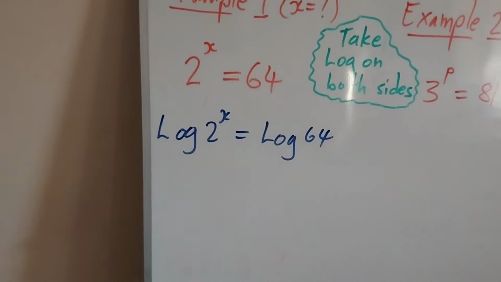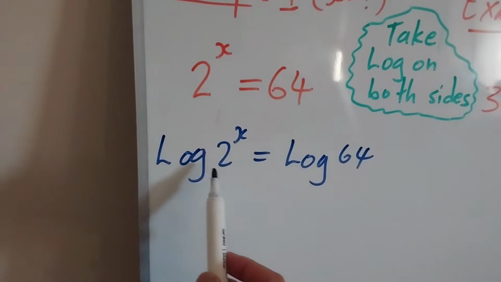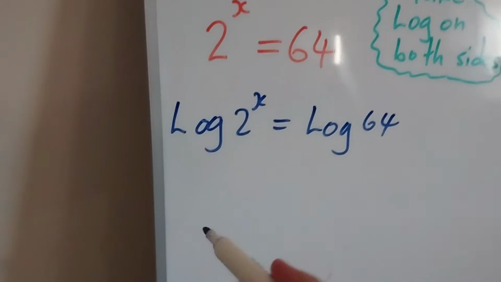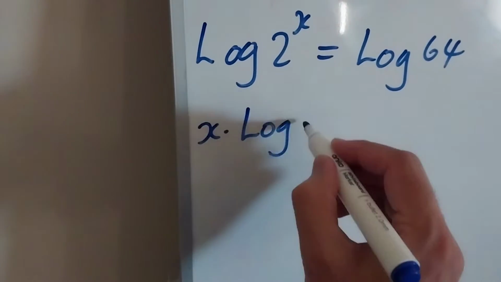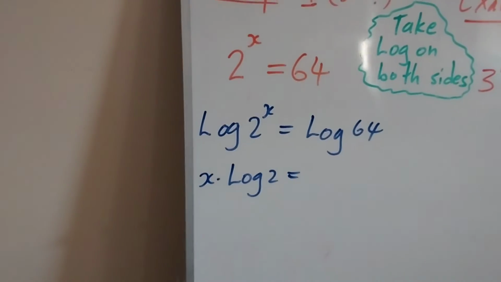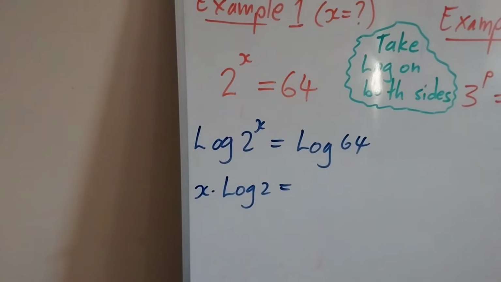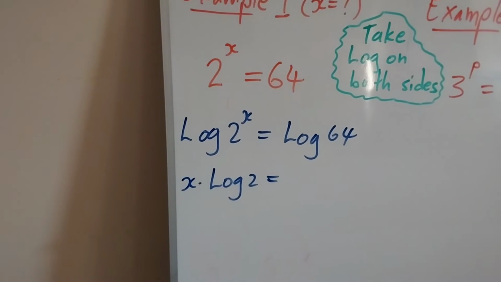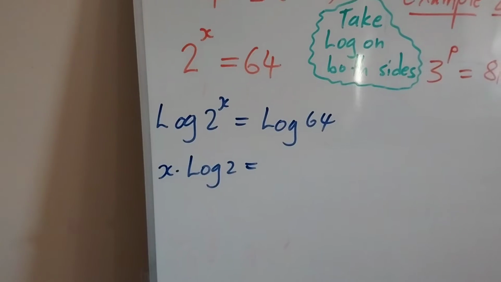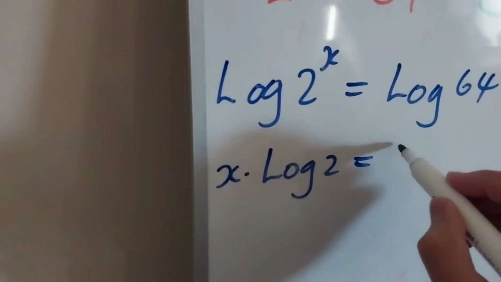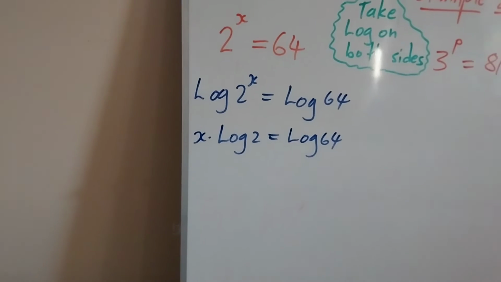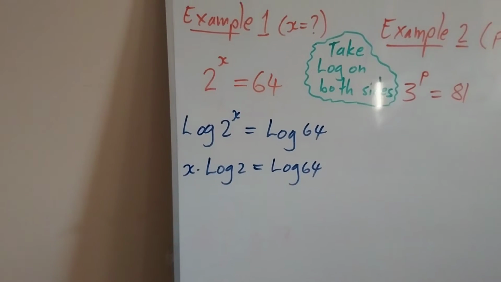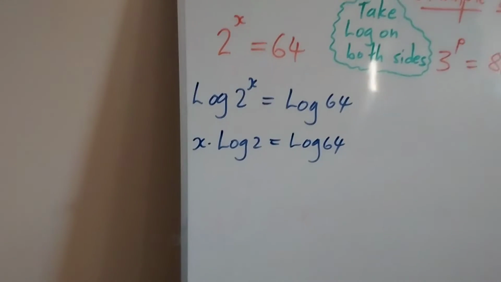Now, according to the rules, the logarithm of a number raised to a power becomes the power first and then the logarithm of that number. So log of 2 to the power of x becomes x times log of 2. And the right hand side remains as it is. It is log of 64. In this kind of question, we'll need to use the calculator, but not now. Let's go a little bit further.